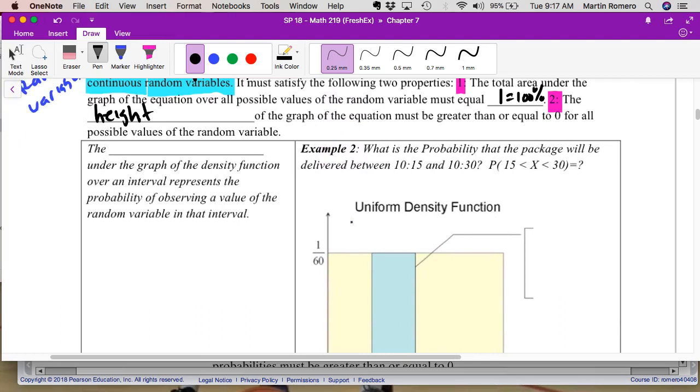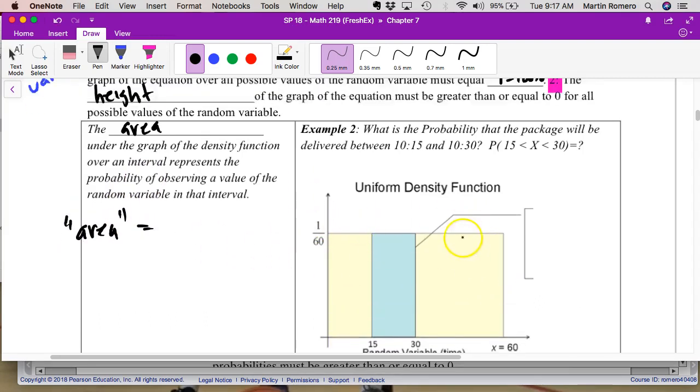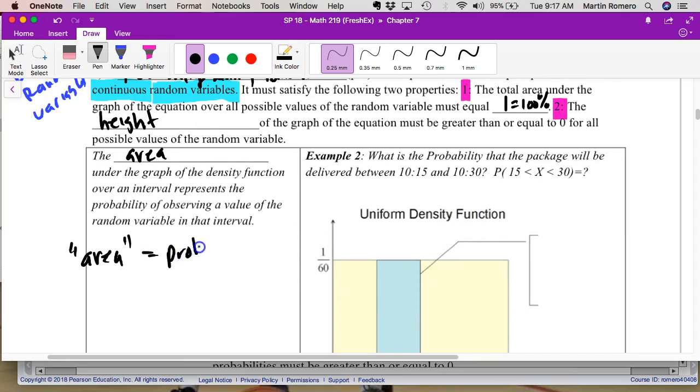Let's take a look at our first simple example. And so in this case here, we know that the area under the graph of the density function over an interval represents the probability of observing a value. This is an important idea now. We're going to be using this term area, which is going to be the space underneath the graph. And really, what we're talking about is that area. When we're using this term area, we're really referring to the idea of probability. And so we use areas to determine the probability.